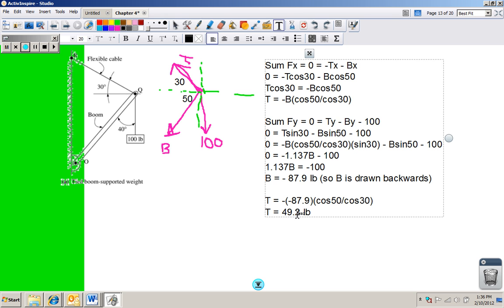Now I plug this in, negative 87.9, and I end up with T equal to 65.2. I hope that helps.